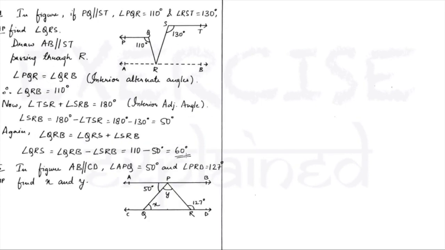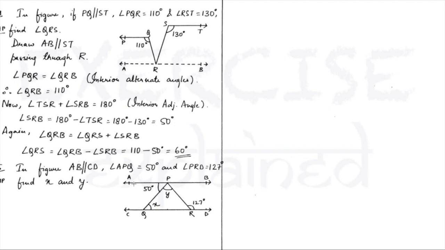Let's get into the next question, that is, in figure AB is parallel to CD. Angle APQ is given as 50 degrees here, and angle PRD is given as 127 degrees. So this big angle over here is given as 127 degrees. We need to find the value of X and Y.